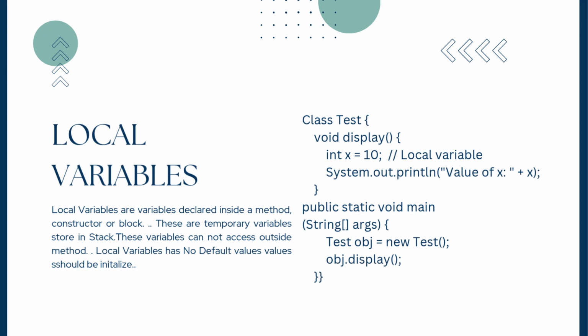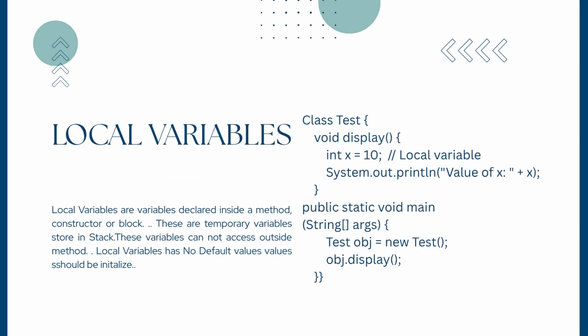Local variables are variables declared inside a method, constructor, or block. These are temporary variables. These are stored in stack memory. These variables cannot be accessed outside the method. A local variable has no default value. The value should be initialized.